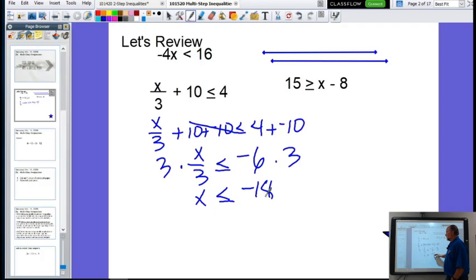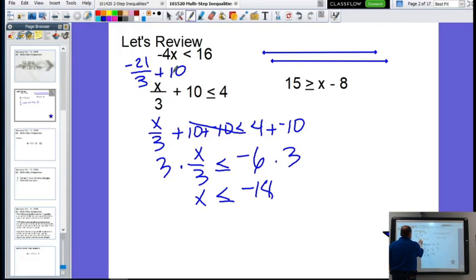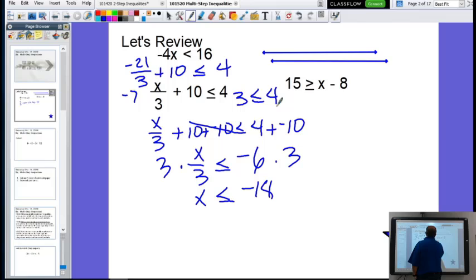So I need the first number that's less than negative 18 that's also divisible by 3. The first one would be negative 21. And we could use that to check it with. So negative 21 divided by 3 plus 10, is that less than or equal to 4? Well, negative 21 divided by 3 gives me negative 7. So negative 7 plus 10 gives me 3. Is 3 less than or equal to 4? Yes, it is, and it works.